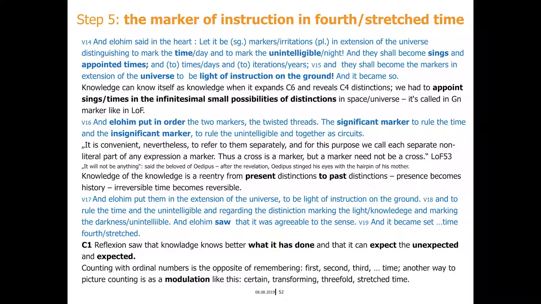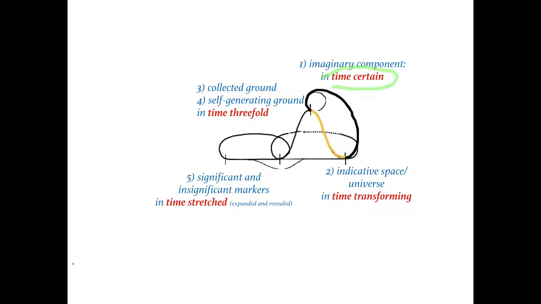Counting with ordinal numbers is the opposite of remembering. Time first, time second, time third. Another way to picture counting is modulation. Time certain, time transforming, time threefold, time stretched is called the fourth time. Stretched in the sense of expanded and revealed.